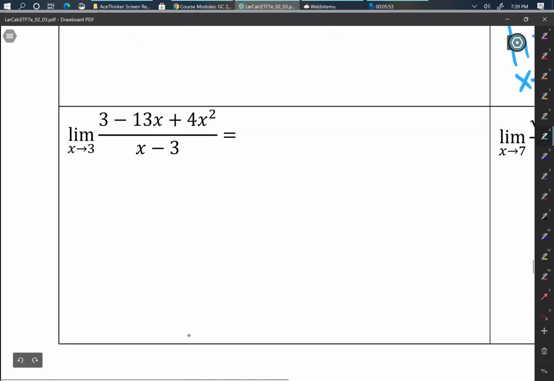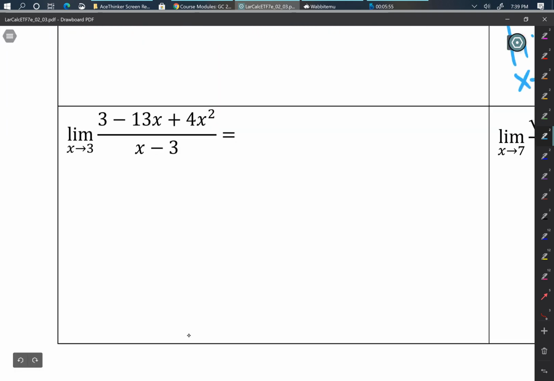All right, let's try this one. Again, first thing we always do is direct substitution. 3 minus 13 times 3 plus 4 times 3 squared divided by 3 minus 3.